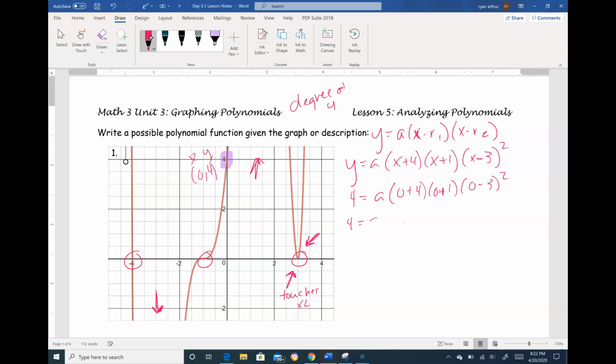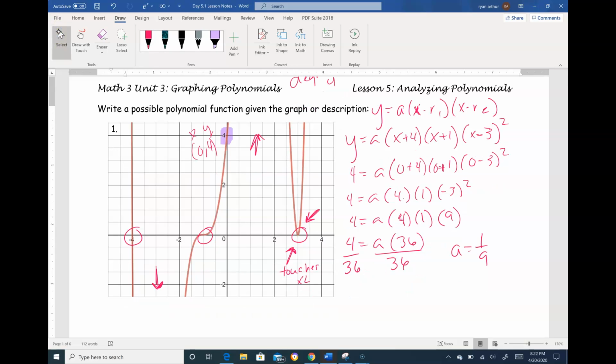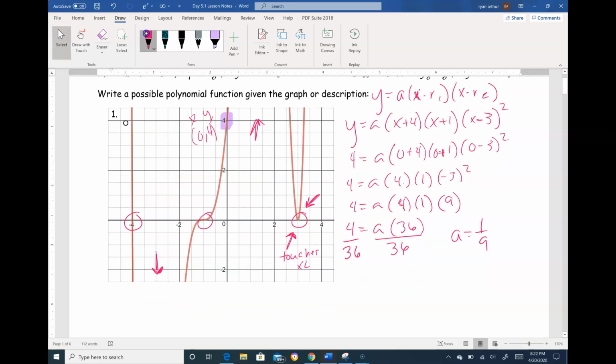Simplify. So all I did was say 0 plus 4, 0 plus 1, 0 minus 3. We can square the 3. You get 9. And then we're going to say 4 times 9, which is 36. Then divide by the 36, reduce it down, and your a equals 1/9. Well, that was the only thing we were missing. So now we can write our equation.